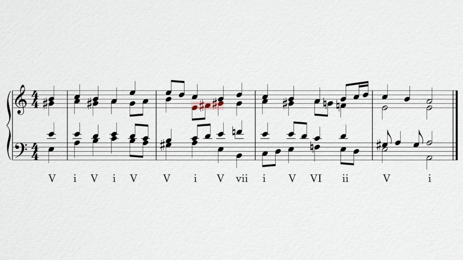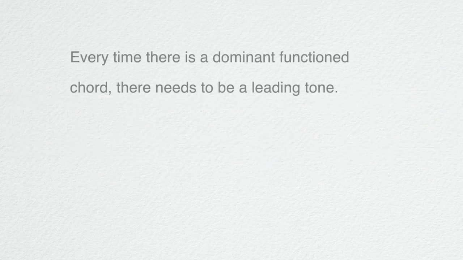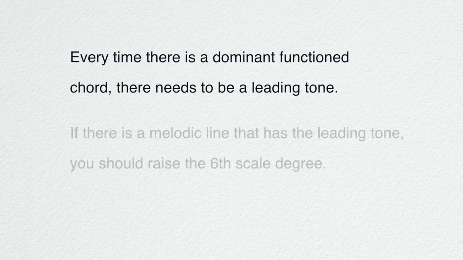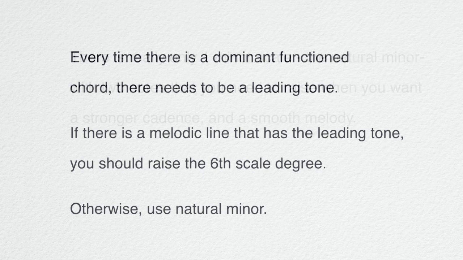In the next measure, when the alto is moving down and the music is not cadencing, there's a G natural and an F natural, but then a G sharp right away again in the next beat because it's a dominant chord, and so the leading tone is necessary to cadence to the A minor in measure 4. If all this seems confusing, don't worry. The basic rule of thumb is that every time there's a dominant function chord, there needs to be a leading tone. If there is a melodic line that has that leading tone, then you should raise the 6th as well. Otherwise, just use the natural minor.